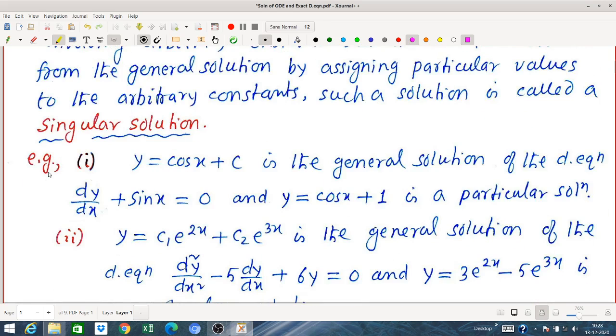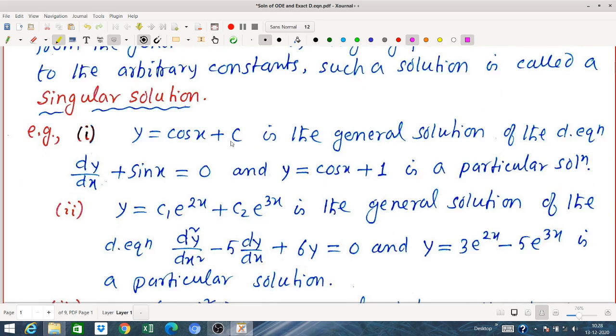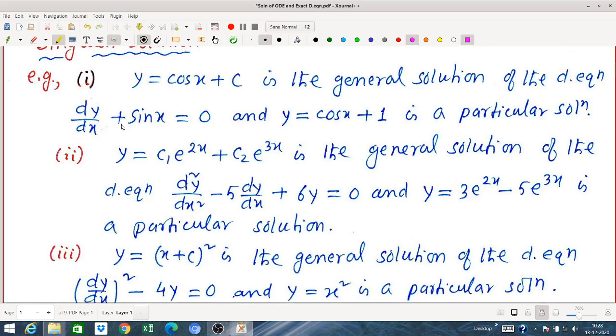We shall see an example. For example, y equal to cos x plus c, where c is an arbitrary constant, is the general solution of the differential equation dy by dx plus sin x equal to 0. This is a first order differential equation. If we differentiate y equal to cos x plus c, we get dy by dx equal to minus sin x, since the derivative of c is 0. Changing sides, we get dy by dx plus sin x equal to 0. So from this we can form the differential equation. That is why this is a solution, and since it is first order with one arbitrary constant, it is the general solution.